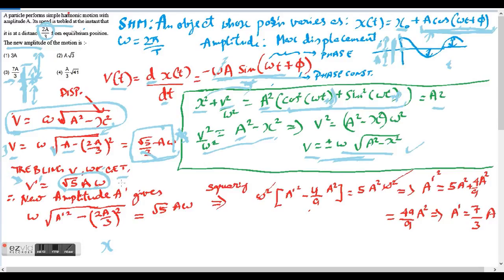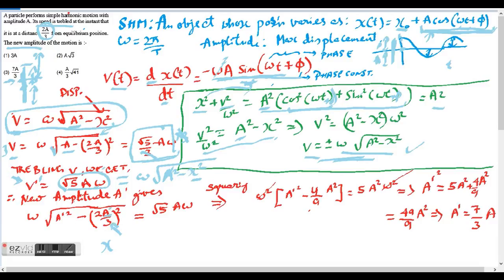So if this is the new velocity, it's equal to omega times the square root of a squared minus x squared, right? And what is a? It's the new amplitude. To differentiate it from my original a, I'm going to write a prime. So omega times the square root of a prime squared minus x squared. What is x? I can express x, which is displacement, as 2a by 3 still, because 2a by 3 is its distance, so that's not going to change, where a is the original amplitude.